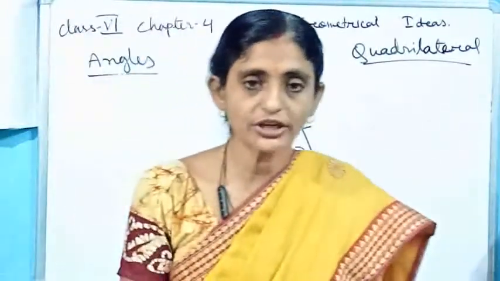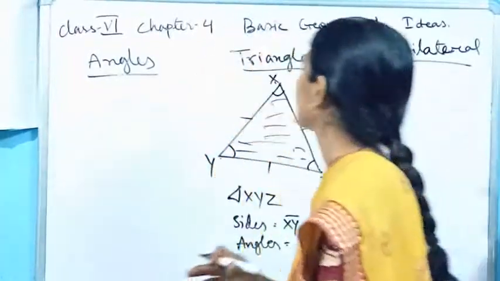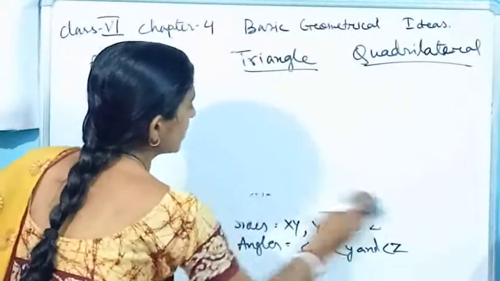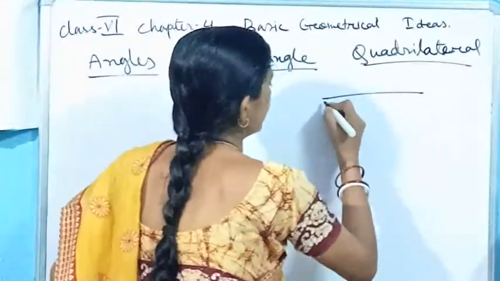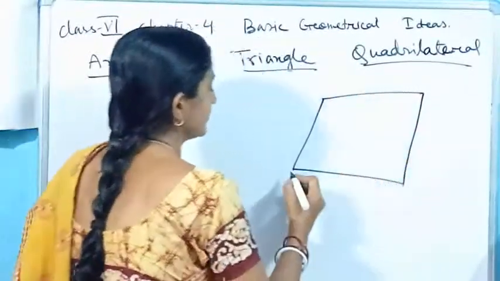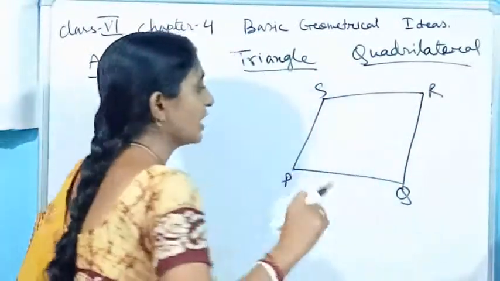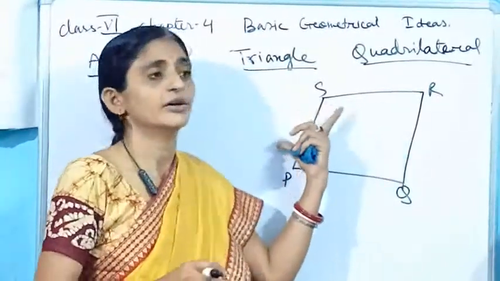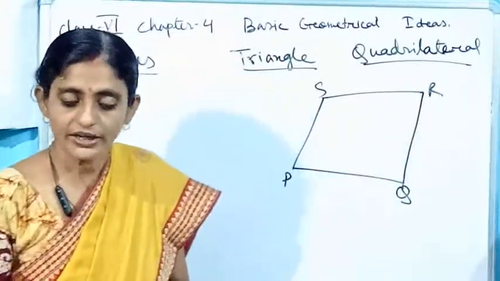Yes, let's come to the quadrilateral. It is a four-sided closed figure. In a quadrilateral you can see it is a four-sided closed figure. Let it be like that, and let me name it PQRS. Earlier, in the last video also, I told what sides, what angles, and what diagonals it may have. So here again let's recall that part.